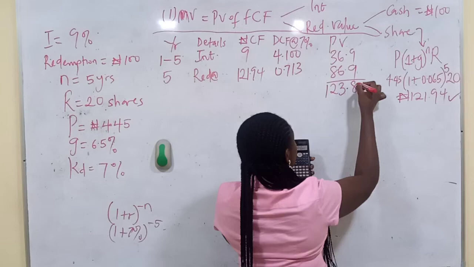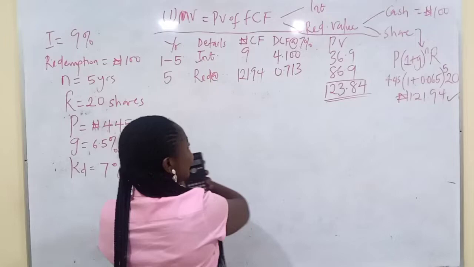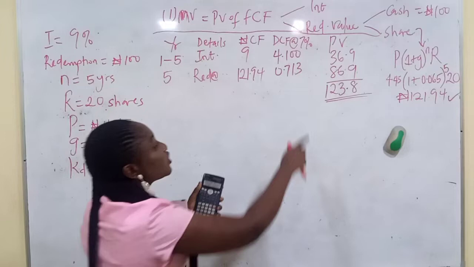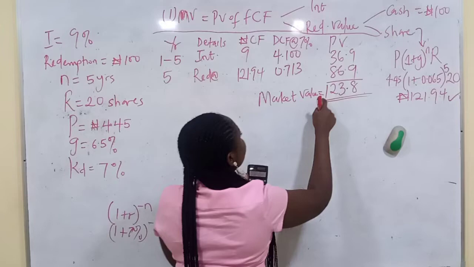123.84. So you could wonder where I got the 84 from, right? It's me that knows where I got it from because of my calculator. Those are the figures I love, okay? So we have one share, 123.8. This 123.8 is the market value. This is what the bond is trading at. You are paying more than the par value.